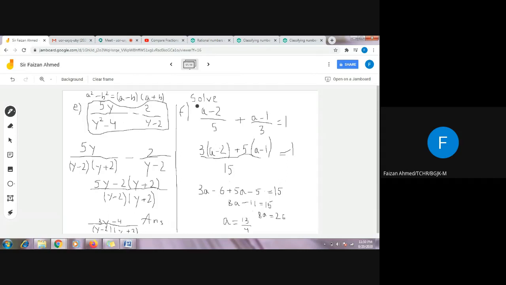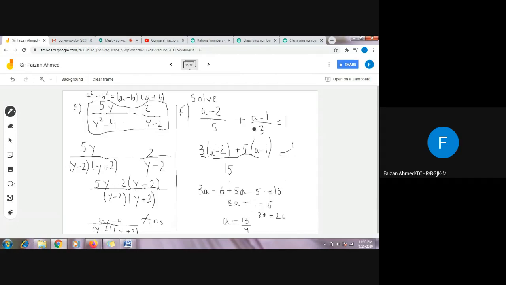In part F, we have to solve. Solve means we have to find the value of a, and we have been given an equation, because you guys know that we cannot solve an expression, we only solve an equation. So we have an equation over here, and we have 5 and 3. These two are basically fractions.